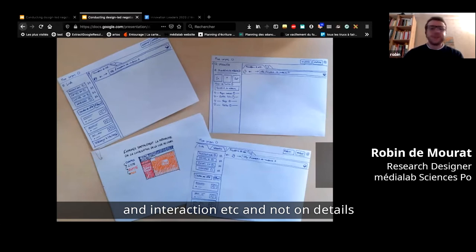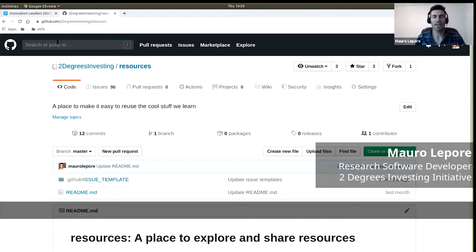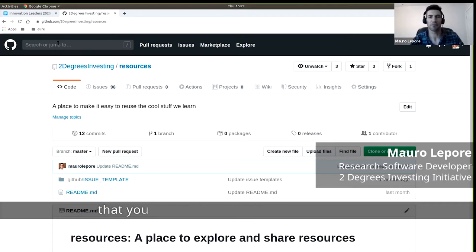So you ask, what is the big picture? And then continually check in with yourself and say, does this piece of the project contribute to the big picture? Even if your project is almost bare, empty, you can use some of the features like the issues to record and store very useful information that you might want to come back to and share.